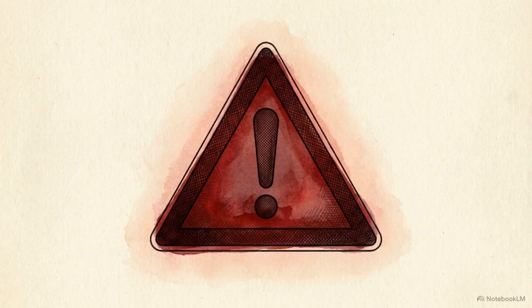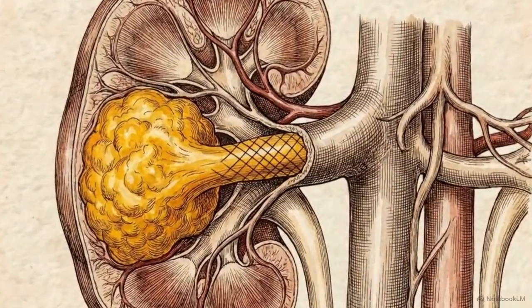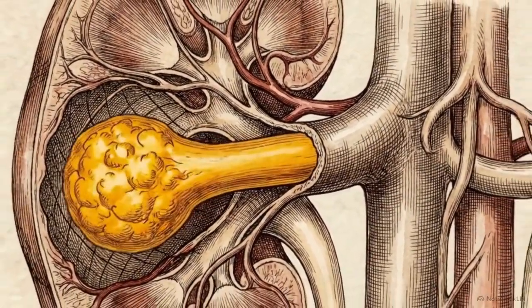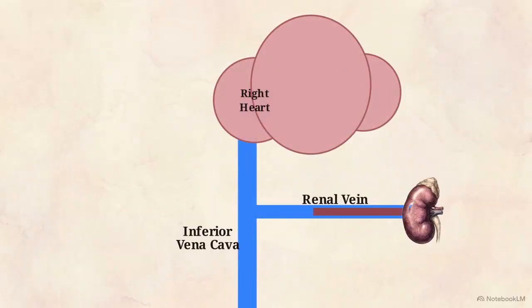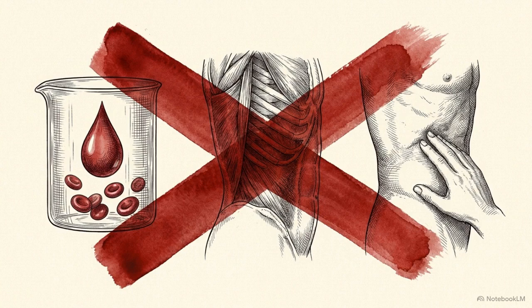Clear cell carcinoma exhibits a highly dangerous local behavior. As it expands, the tumor invades the renal vein, growing as a solid column directly inside the vessel. This tumor thrombus can extend up the inferior vena cava and reach the right side of the heart. The classic clinical triad for this tumor is painless hematuria, flank pain, and a palpable abdominal mass. However, presenting with all three simultaneously is rare and typically indicates late-stage disease.